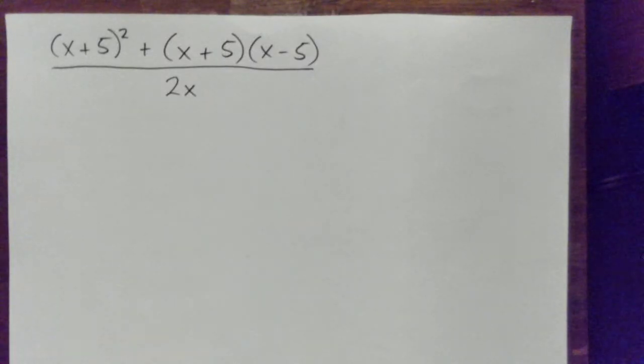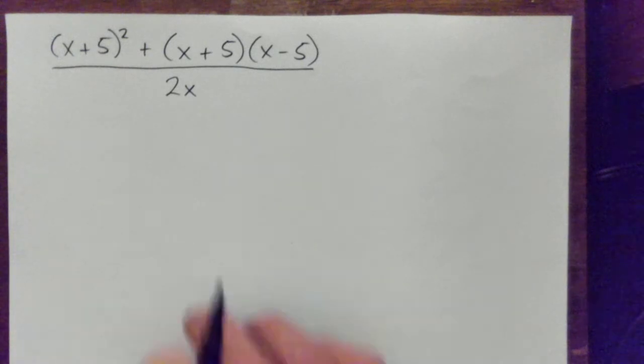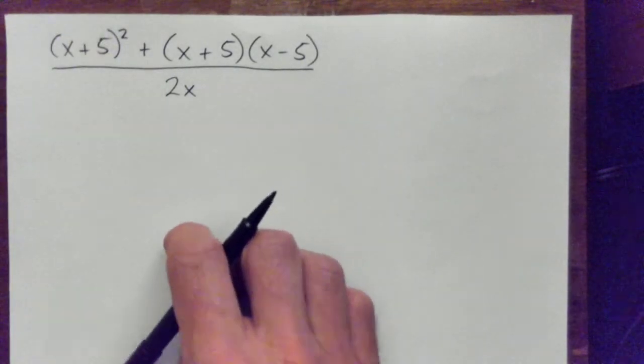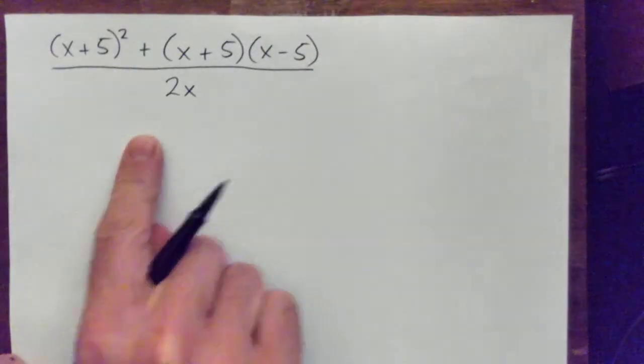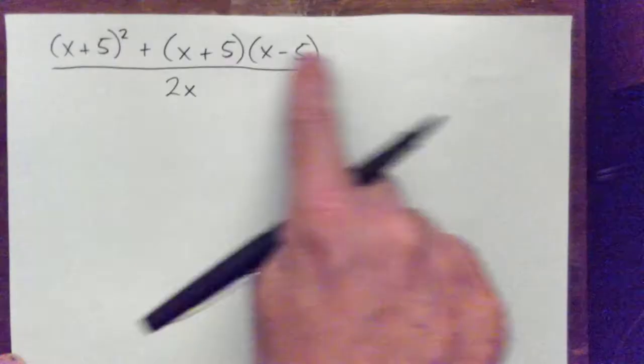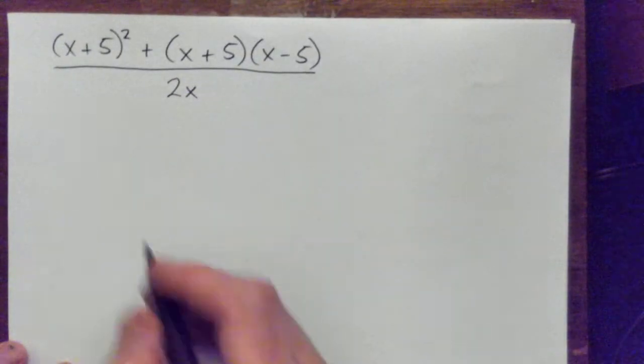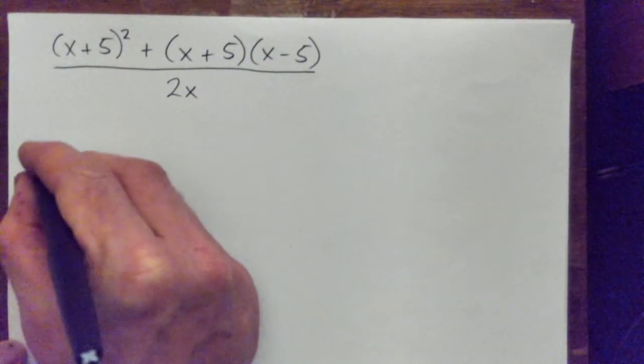Alright, so we'll try this question. (x + 5)² + (x + 5)(x − 5), all over 2x. So what we're going to do first is try to simplify the top before we divide, because that's a bit of a mess up here, and that will simplify down. So I'm going to start with my (x + 5) all squared.